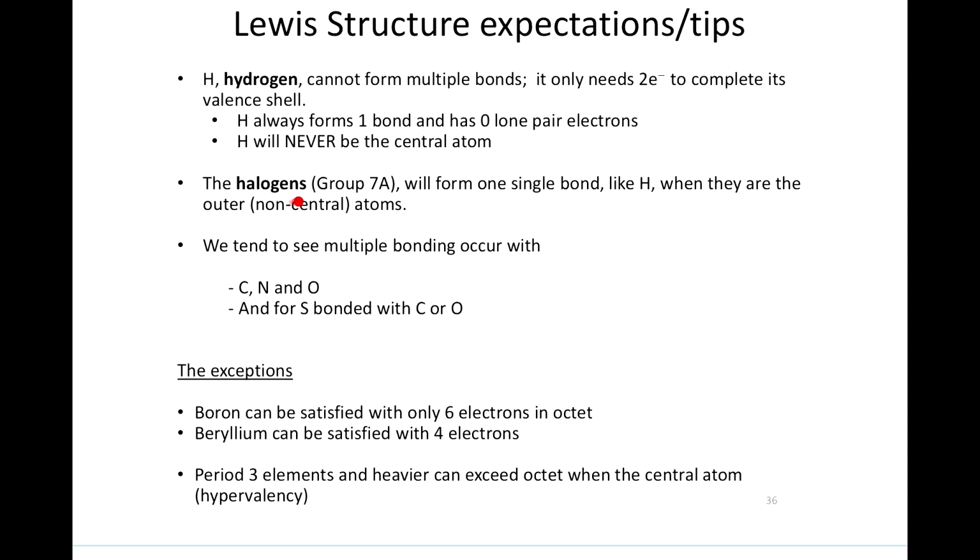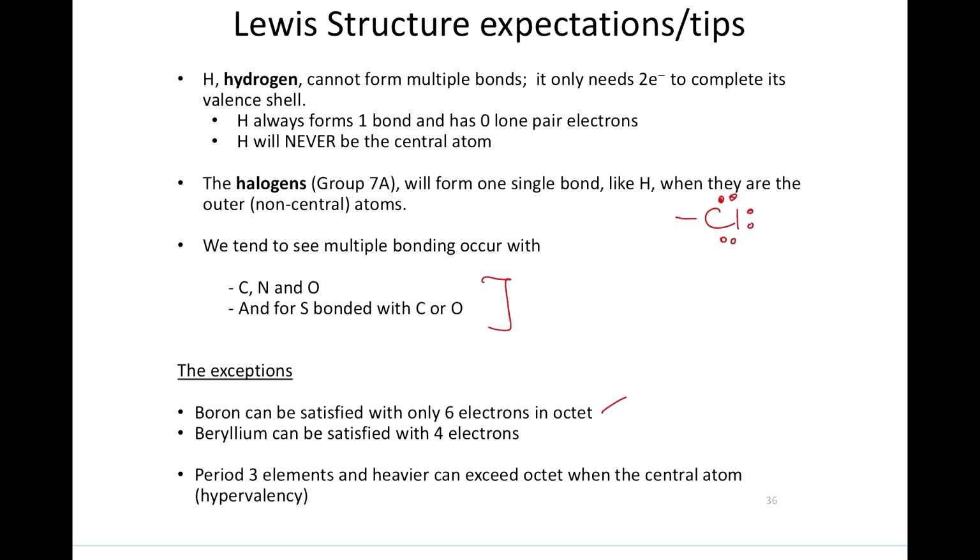Or the halogens, they kind of act like hydrogen also, in that they form a single bond to things, but they do have to have complete octets around them. But yeah, typically halogens will have 1 single bond. We tend to see multiple bonds occur for carbon, nitrogen, oxygen, or sometimes sulfur combined with carbon or oxygen. That's where you're going to start to see double bonds and where your central atom has an incomplete octet. Right? And then the exceptions we talked about, boron can be octet deficient, and that's okay. Beryllium also can be octet deficient. That one's not as common though.